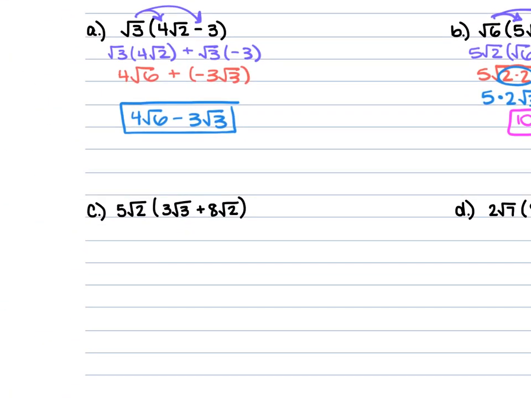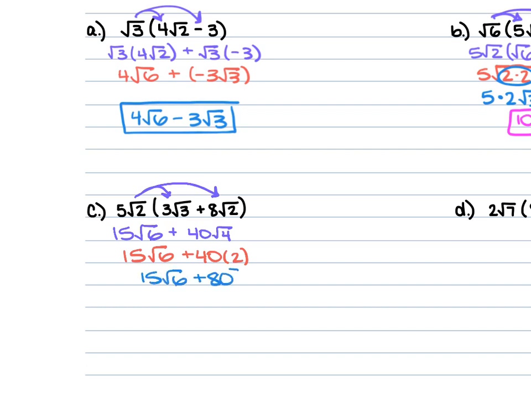For C, we have 5 square root 2 times 3 square root 3 plus 8 square root 2. So we're just going to distribute this in. We have 5 square root 2 times 3 square root 3. That's going to give us 15 square root 6. And then 5 square root 2 times 8 square root 2 is 40 square root 4. Simplify this. The square root of 6 you cannot, so leave it. 15 square root 6. The 40 times 4, the square root of 4 is 40 times 2. So 40 times 2 is 80. That's going to give us 15 square root 6 plus 80.